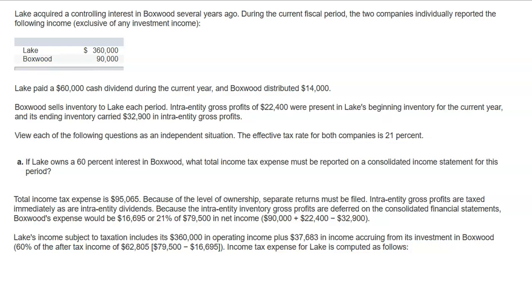And they show you the calculation, $90,000 plus $22,400 minus $32,900. And Lake's income subject to taxation includes the $360,000 in operating income plus $37,683 in income accruing from its investment in Boxwood. And they tell you it's 60% of the after-tax income, $62,805, calculated by taking $79,500 and subtracting $16,695 from it. And then we see the calculation down below. So let me share that with you.